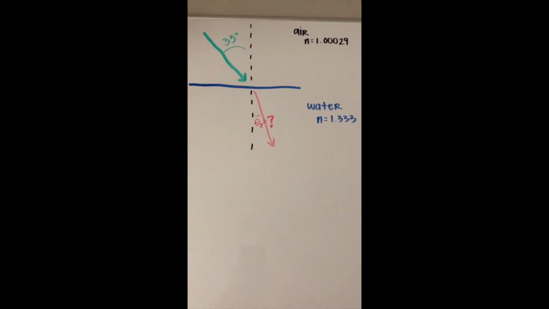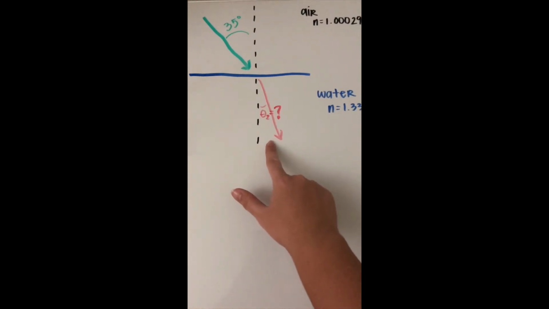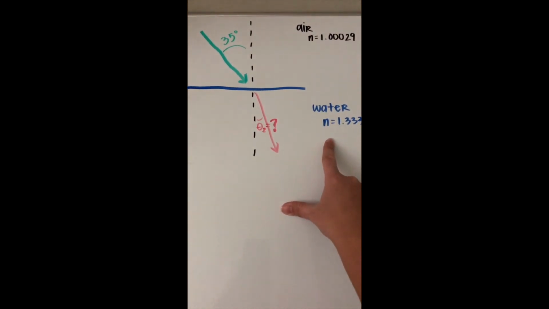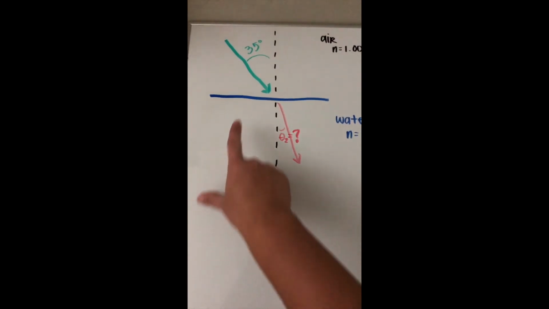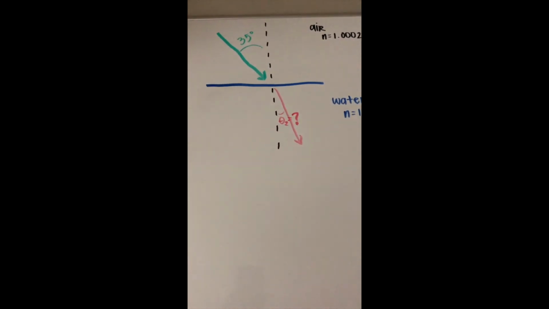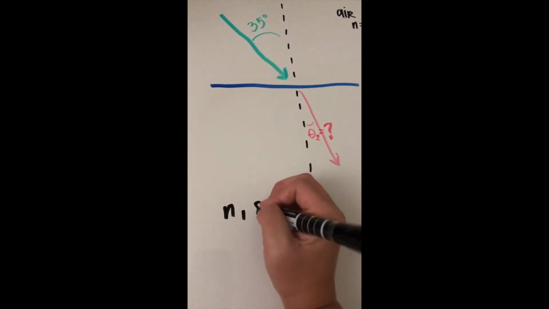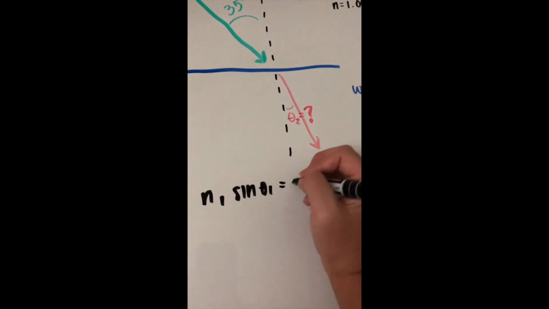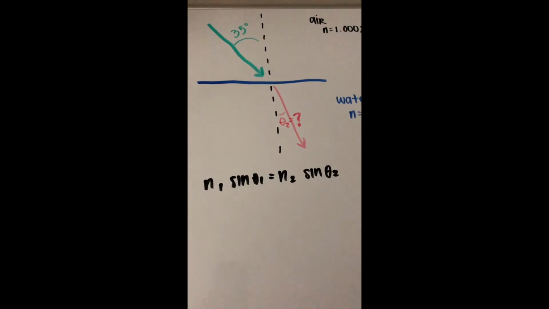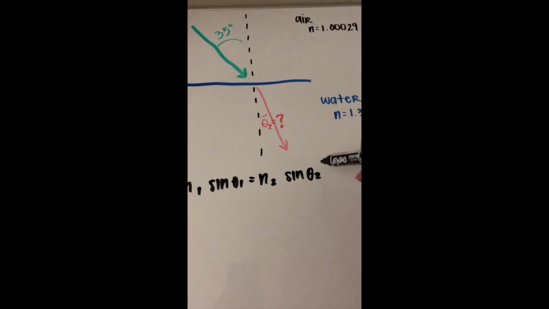So in this example, we are going to be using Snell's law to solve for the angle of refraction. And we know this because we are given both the index of refractions for both air and water, and then we are also given the angle of incidence, which is just 35 degrees. So based on what we just learned, we know that Snell's law is n1 sine theta 1 is equal to n2 sine theta 2. And using this equation, we can solve for the angle of refraction, which is this right here.